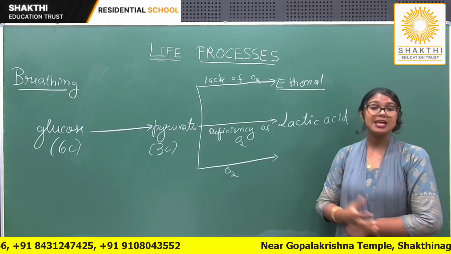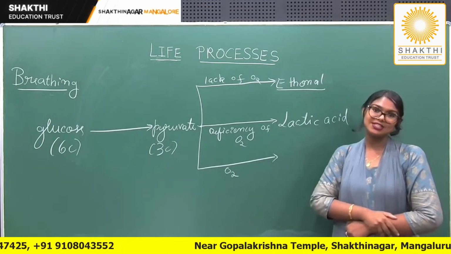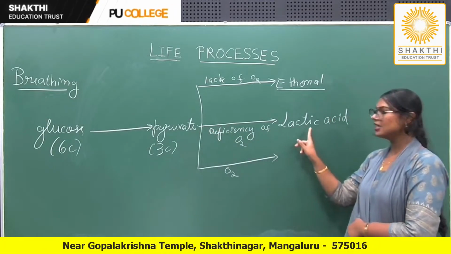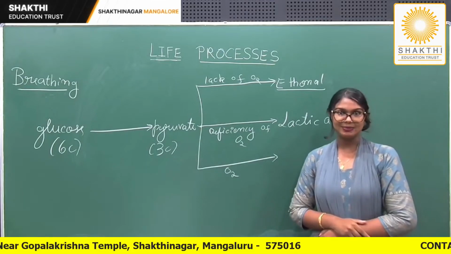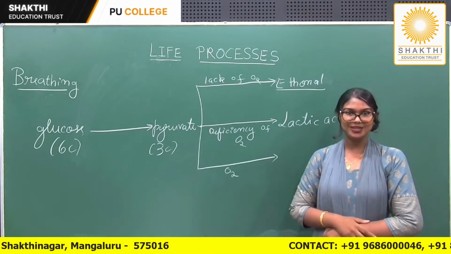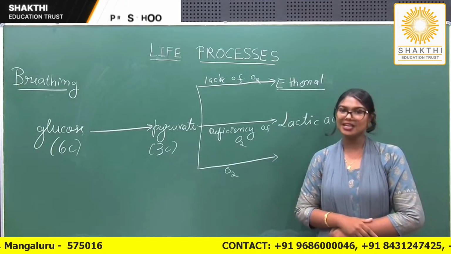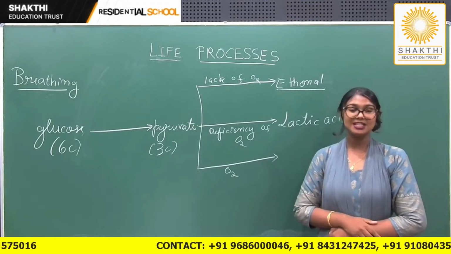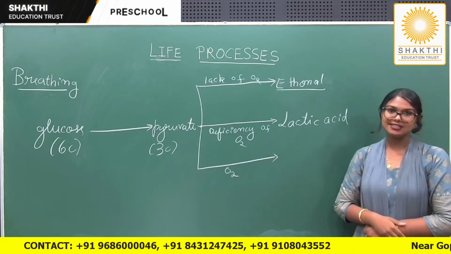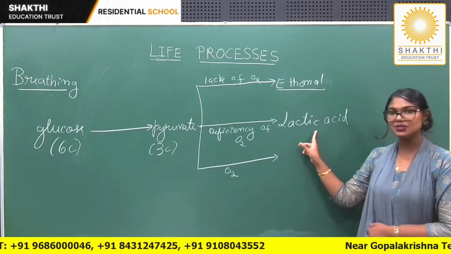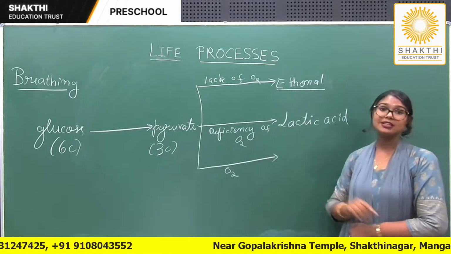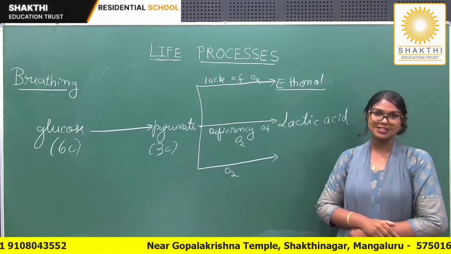What happens? The body doesn't get enough oxygen. During that time, the pyruvate is converted into lactic acid. This lactic acid gets deposited in the muscles, students, and the muscle starts paining after some time, if you have noticed. This is because of the accumulation of lactic acid in the muscle. Why is it produced? Because the pyruvate is converted into lactic acid whenever there is a deficiency of oxygen.